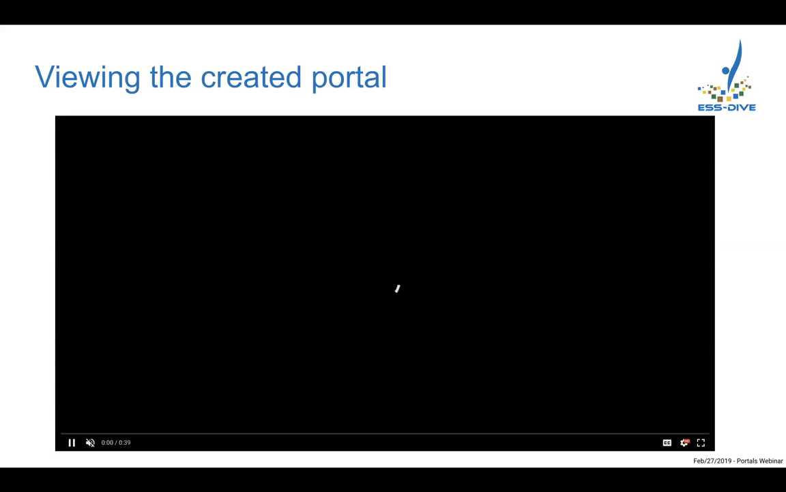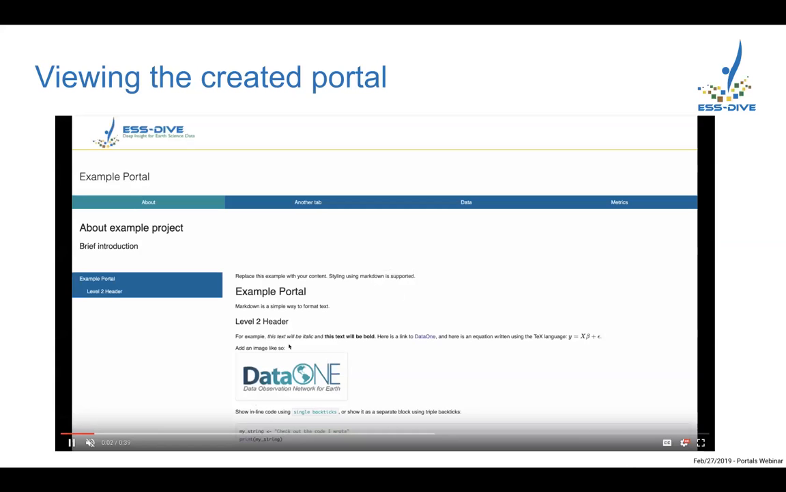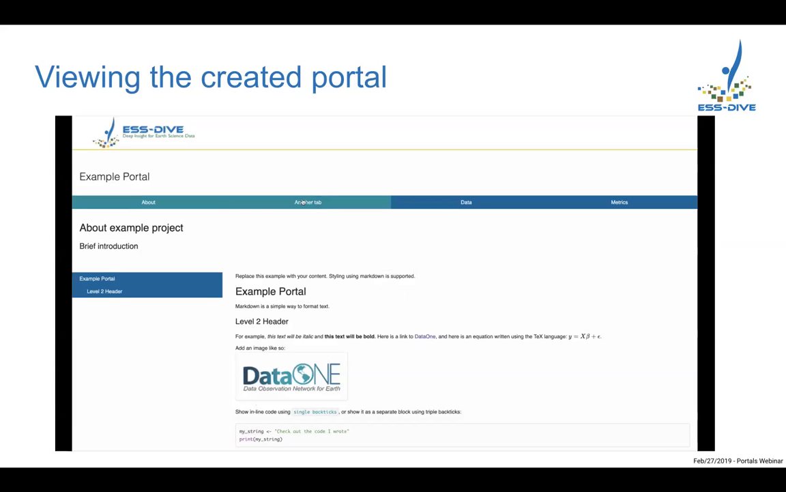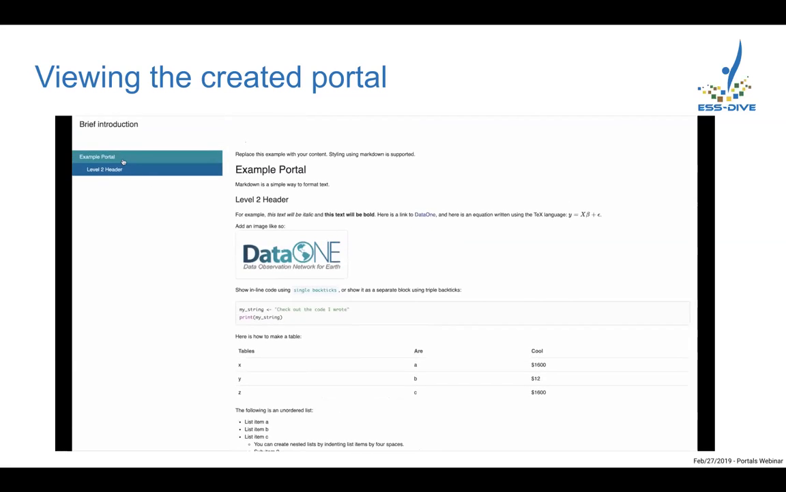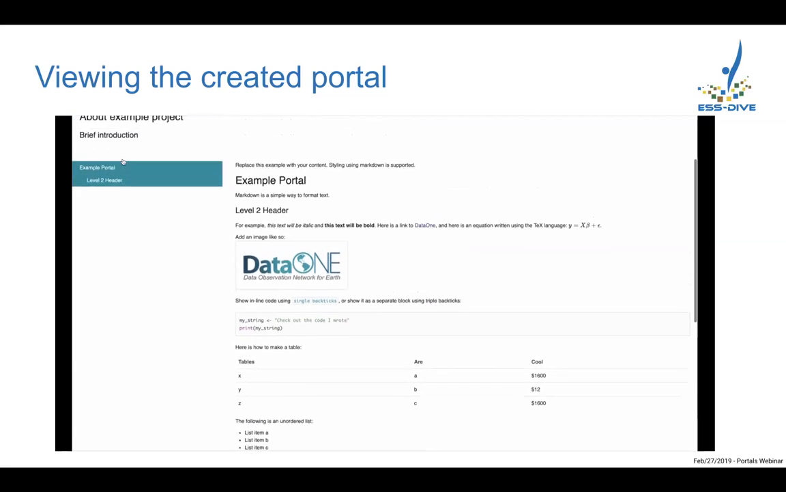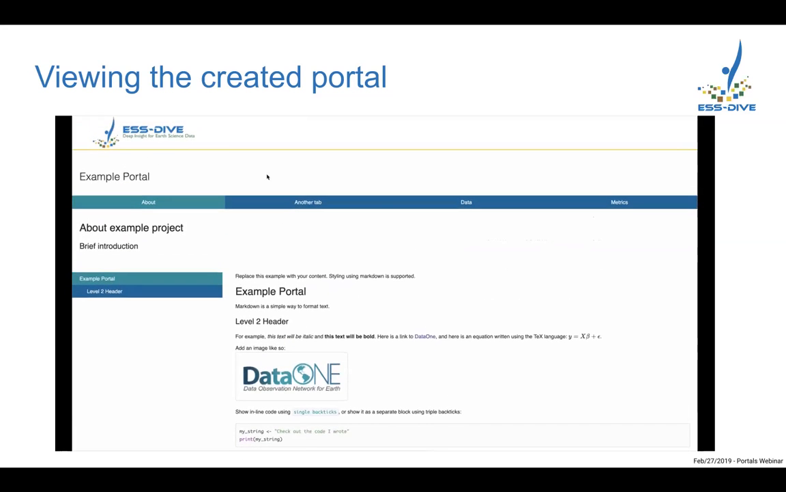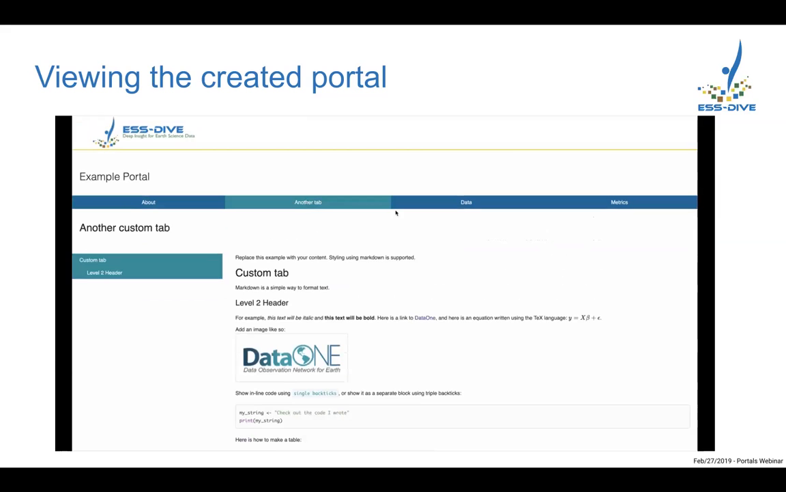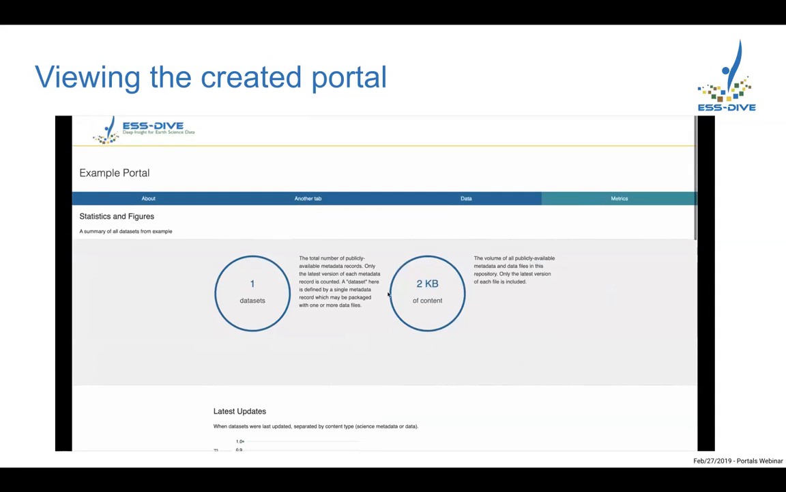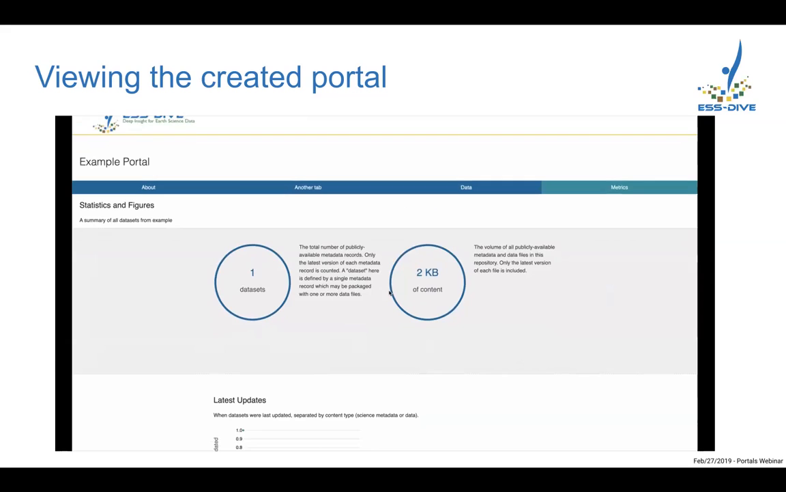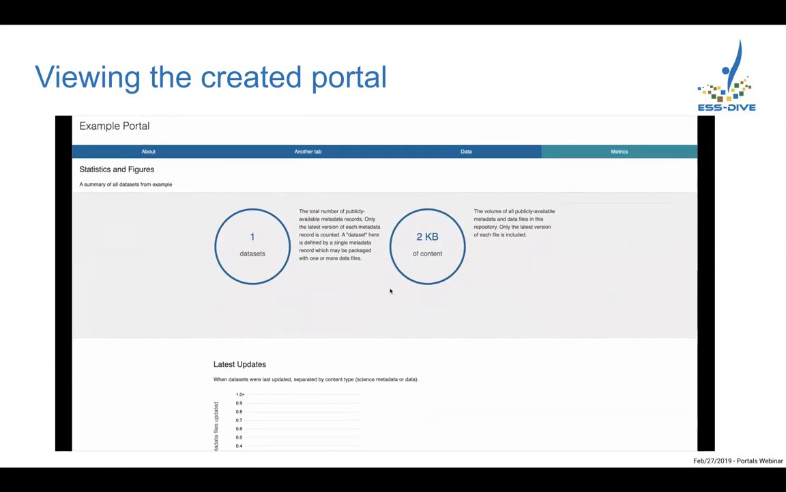As you can see here, this is how the portal landing page that we just created looks. It has the navigation, as we saw earlier, the other tab, the custom tab that we created, the data tab that includes only the data packages with the example project name, and finally, the metrics tab, which includes some metrics on the data packages included in that portal.